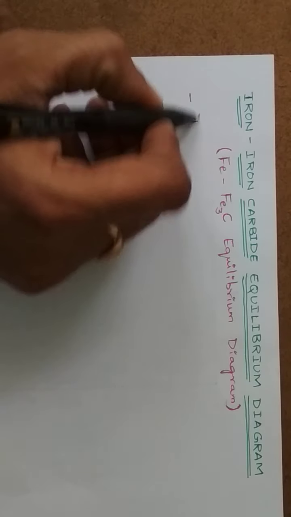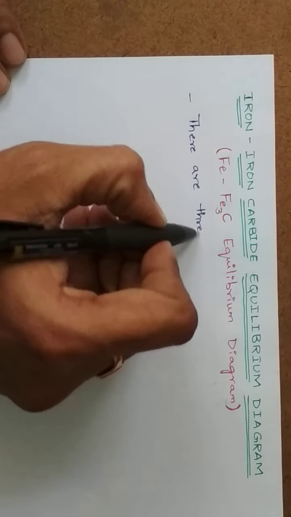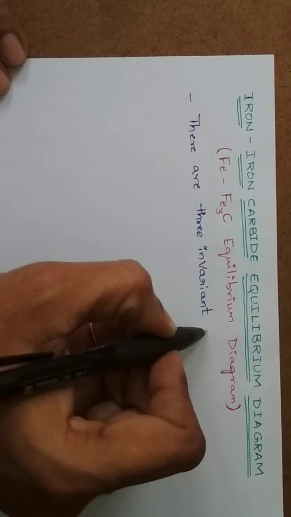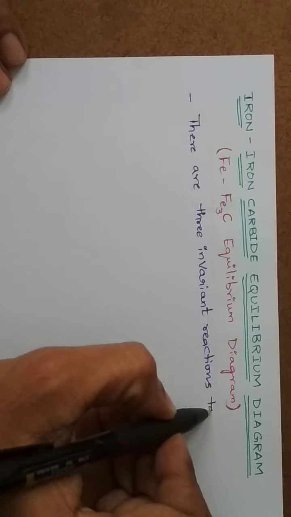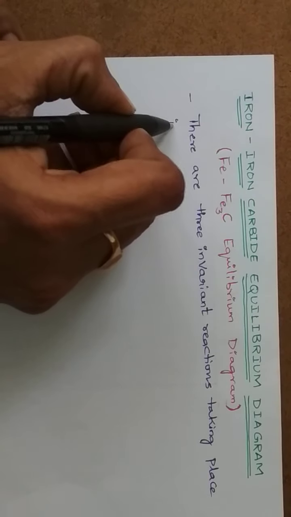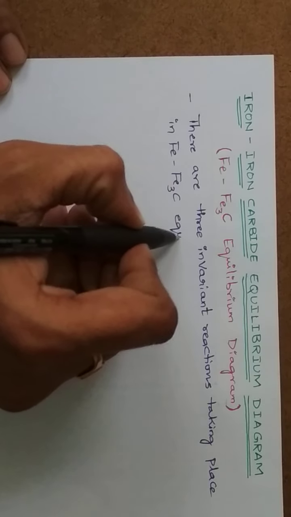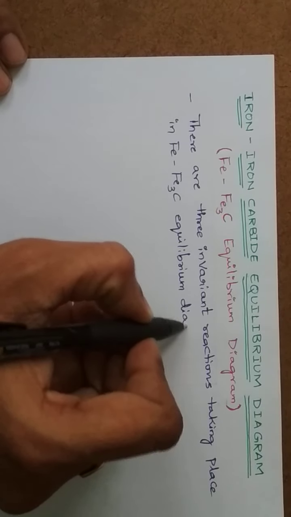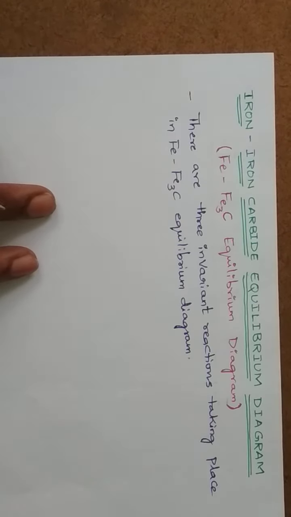In the iron carbide equilibrium diagram, there are three invariant reactions taking place. So let us understand what is an invariant reaction.